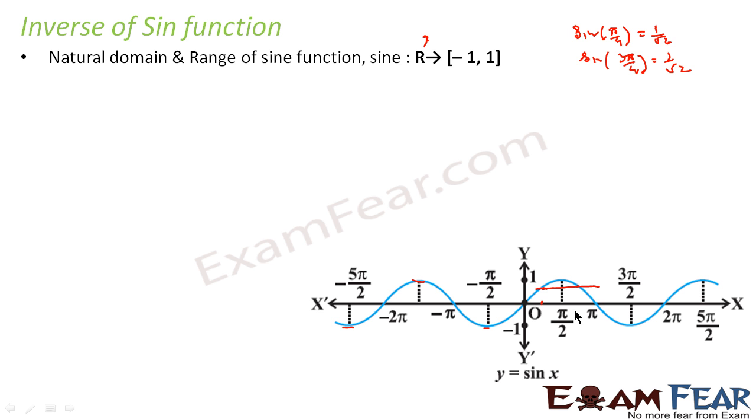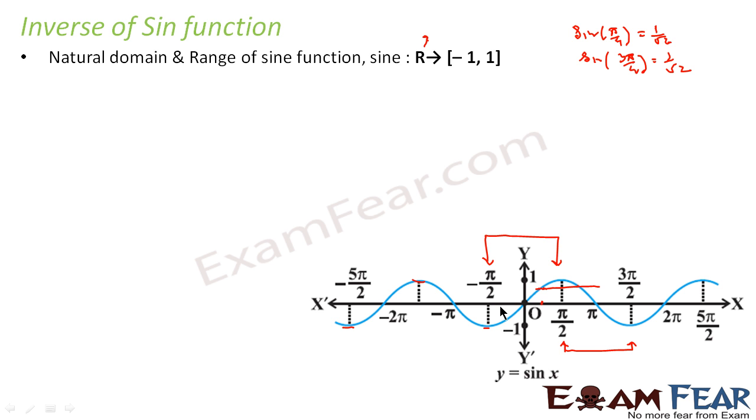So let's try to take this one from pi by 2 to 3 pi by 2. If you take this, all the values are unique, so you can take this also. But the one which we take generally as the natural restriction is minus pi by 2 to plus pi by 2. If you take this also, it becomes 1 over 1. Why? Because all the values in this are unique.